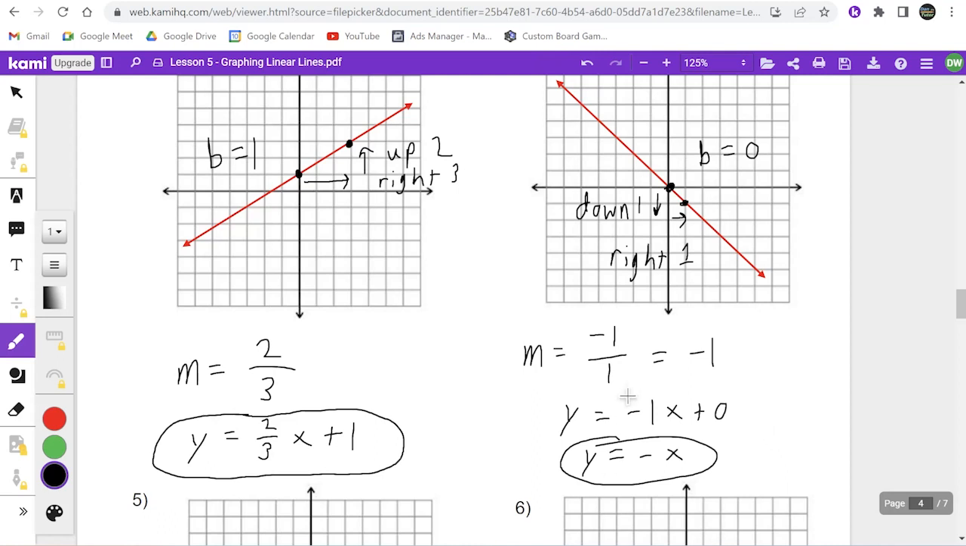And of course, if you write this, it's not that this is wrong. It's just that this is not the nicest version. So I like my version better, with y equals negative x.